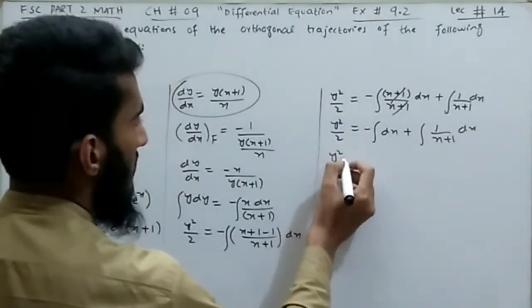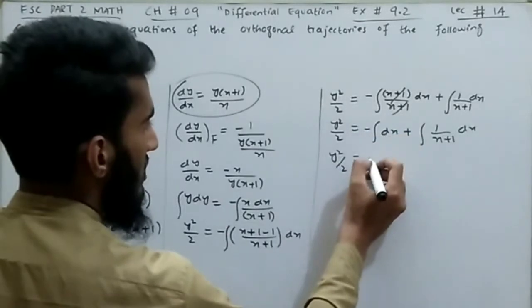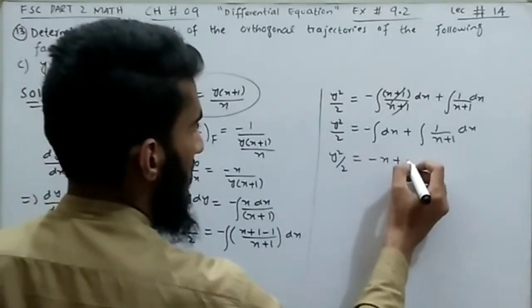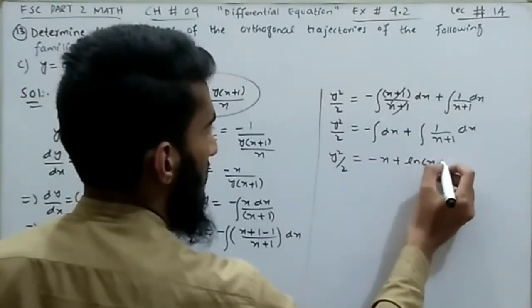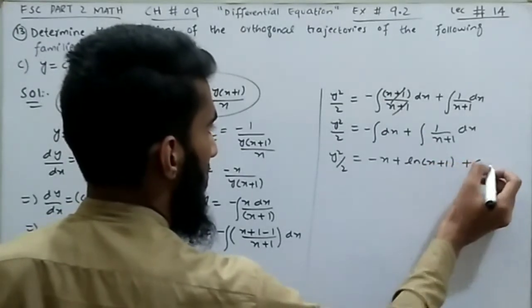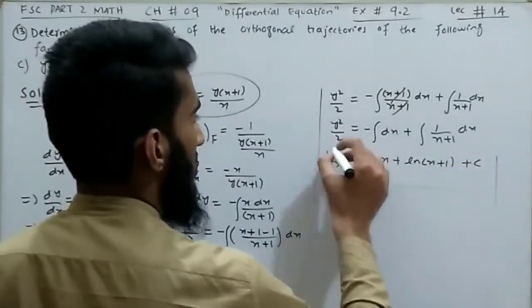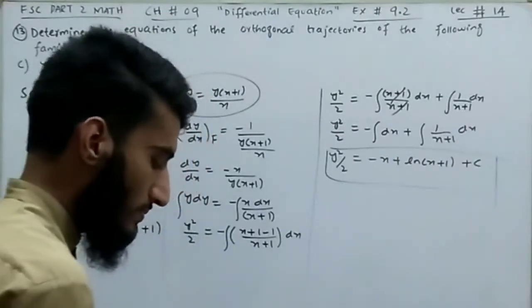So y square by 2 is equal to, the integral of dx is minus x, and the integral of 1 over x plus 1 is ln of x plus 1, plus the constant of integration. This is the required equation of the orthogonal trajectory.